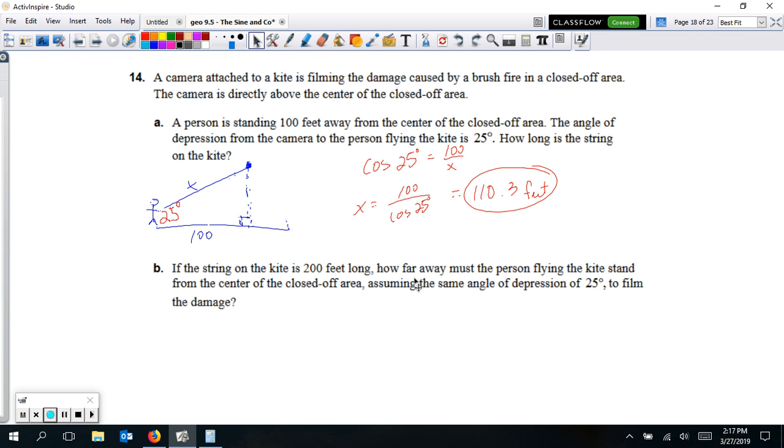And letter B says, if the string of the kite is 200 feet long, how far away must the person flying the kite stand from the center of the closed-off area, assuming they have the same angle of depression of 25 degrees, to be able to film the damage?